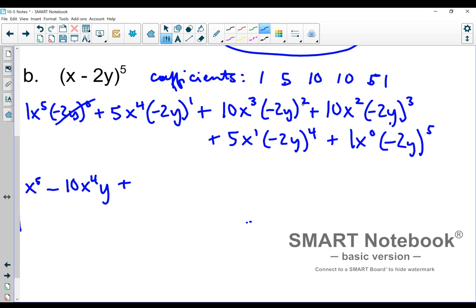And so the 2 squared is 4. I can multiply that by the 10. 4 times 10 would be 40. And now I have x cubed y squared. Odd power again for my y. So now I'm going to have a minus sign again.